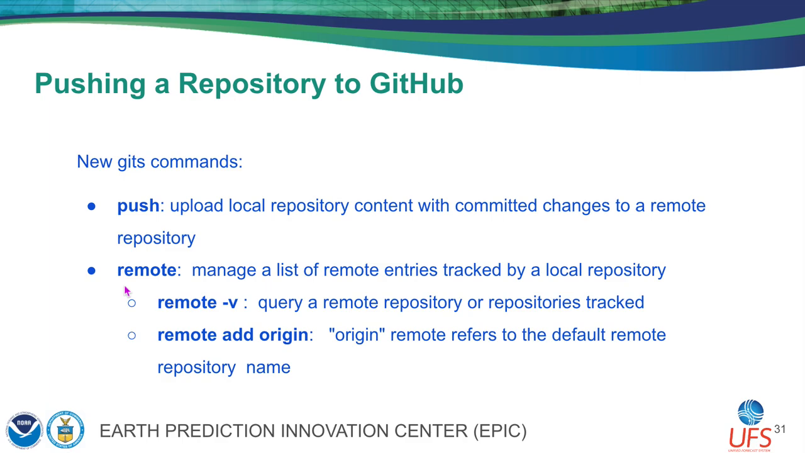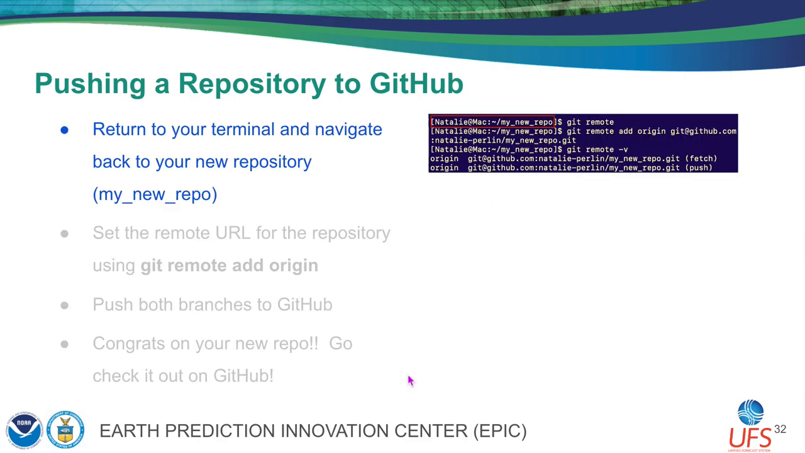Remote add origin, and then we provide the GitHub address of the repository, whereas origin refers to a default remote repository name. You can name it differently. You can give a more meaningful name to your repository. Then we can return to our terminal.